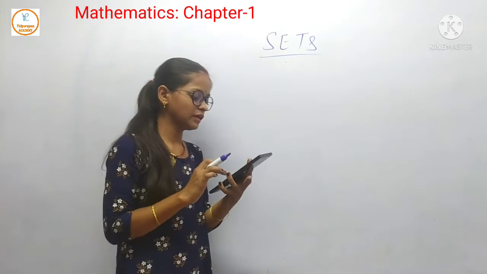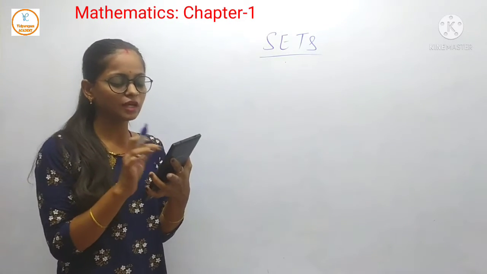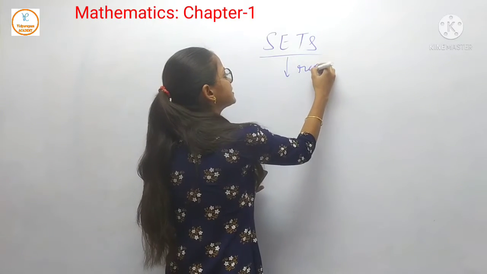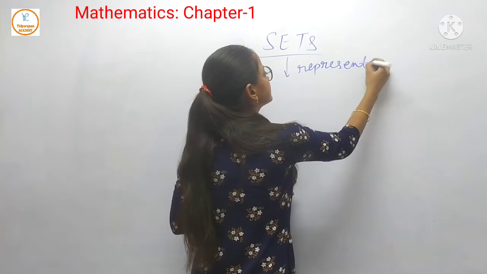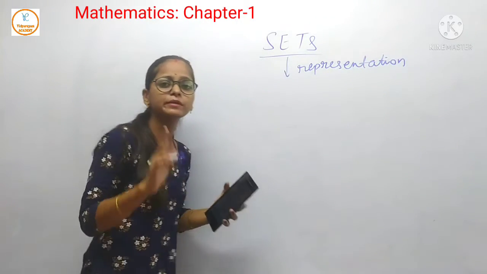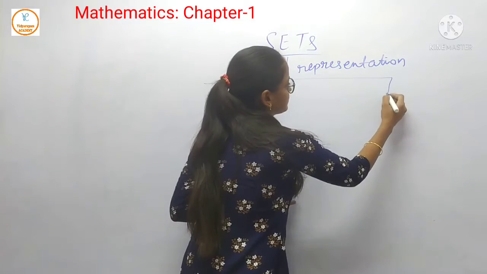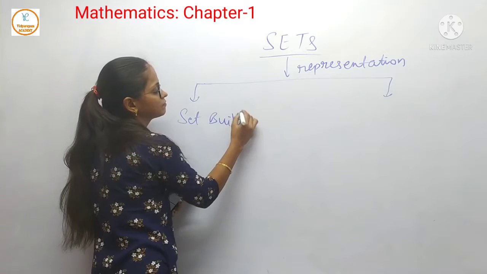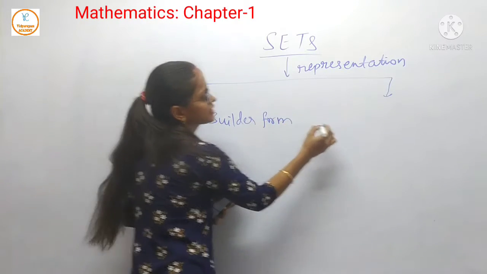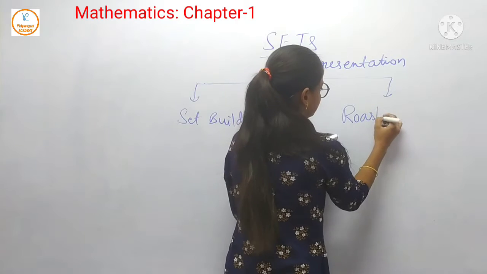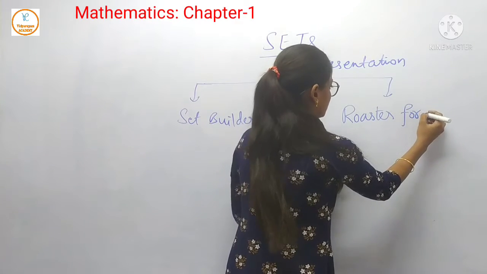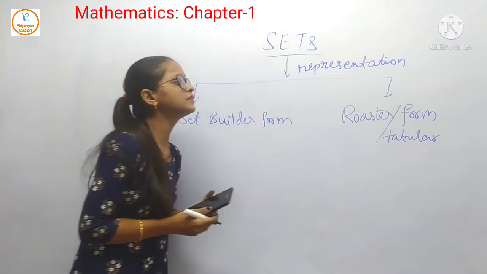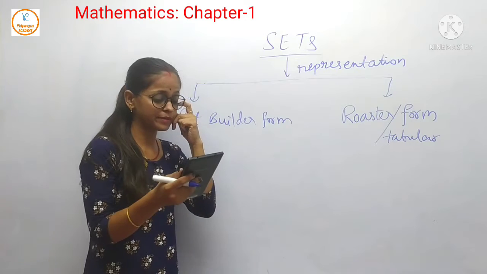Now we have to discuss two methods of representing a set. Set representation can be done by two types. One of the types is set builder form, and the second one is roster form, or tabular form. So these are the two types in which we can represent sets.